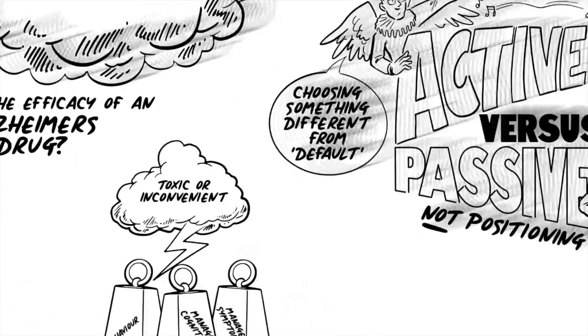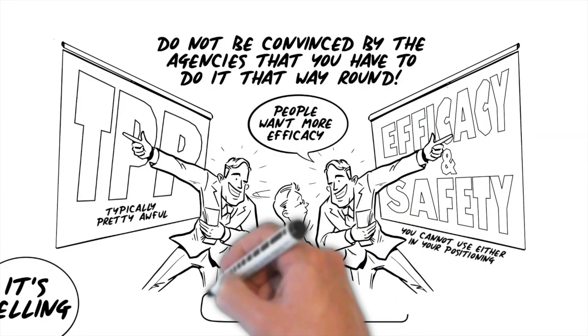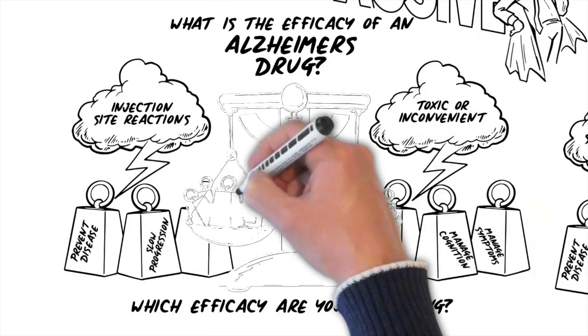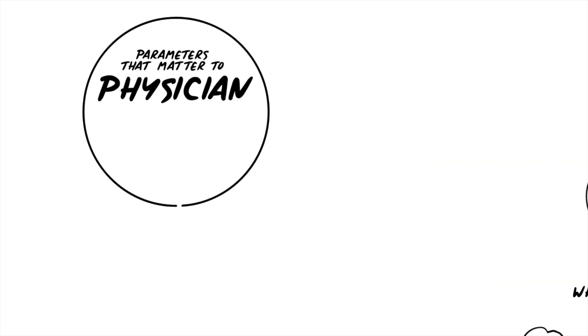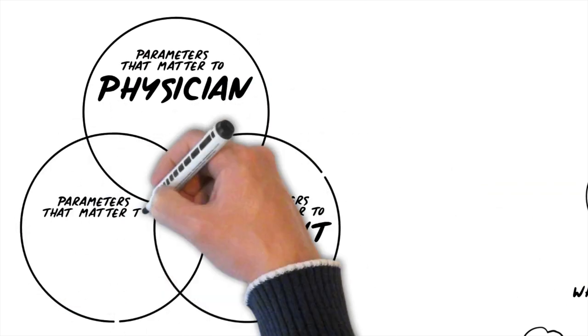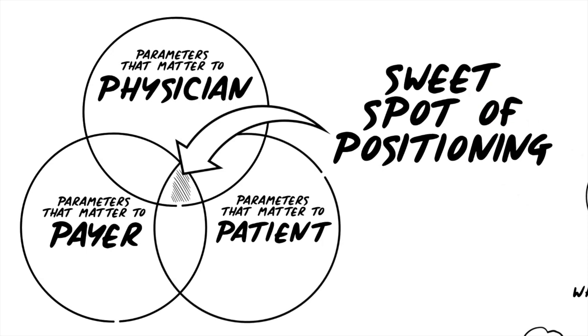So if your research agency comes back and says that people just want more efficacy, well, what are they talking about? You need to describe the efficacy parameters that matter to the physician, that matter to the patient, that matter to the payer, because that's really where the sweet spot of positioning is to try and understand, well, which efficacy are we going to talk about? The good news is if all of your competition's just using the word efficacy and you come in with something specific, well, that's a real sweet spot.